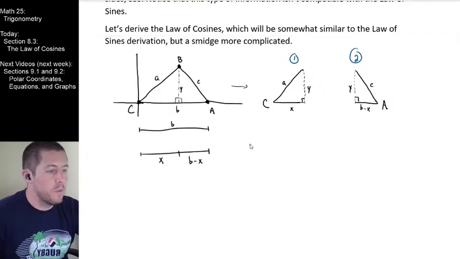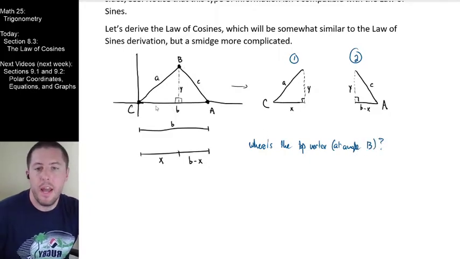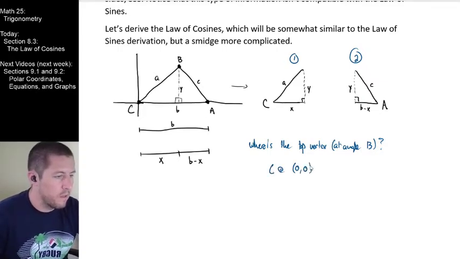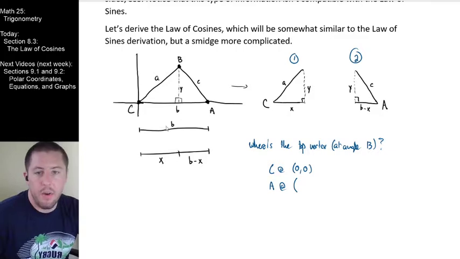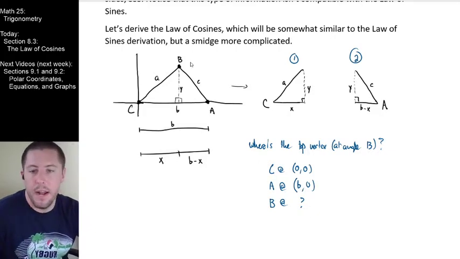So what I'm going to ask is, where is the top vertex at angle B? I want to find this location. What I know is that C is at 0, 0. I know that A is at, what's A's x value? Well, we call this length right here B. So it seems like the x value at this point A is going to be B, and its height is 0. But where is this point B located? It's unclear. It's kind of floating out there in space.